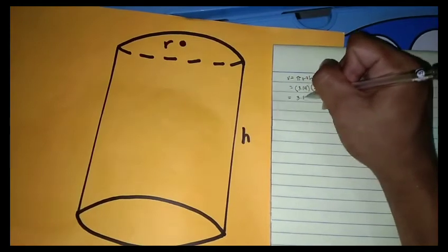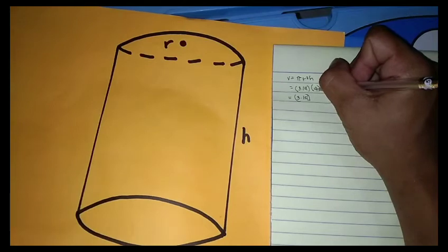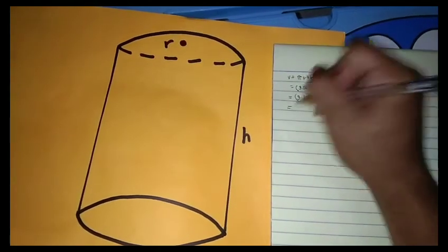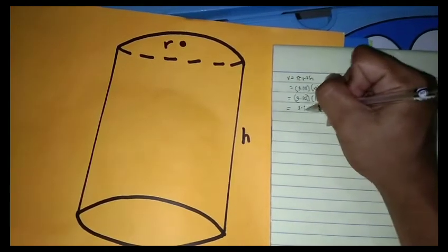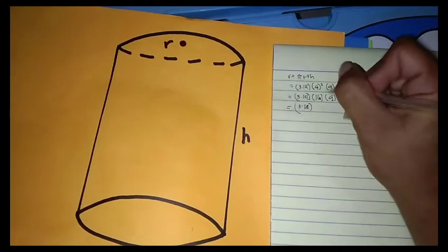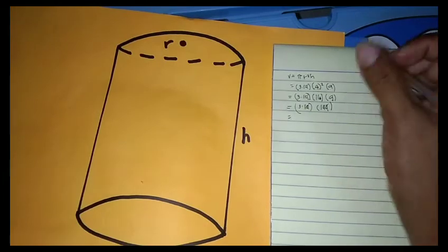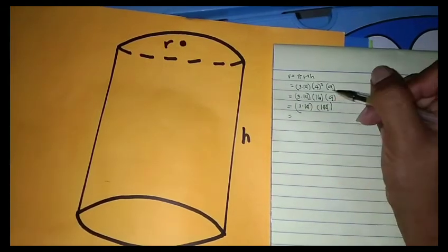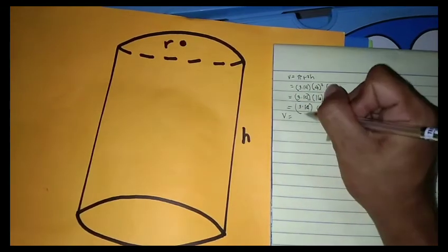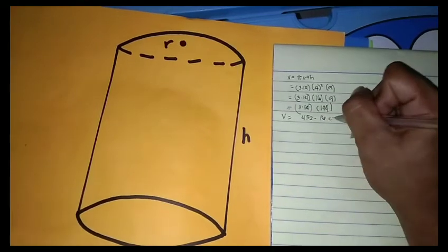So copy the 3.14, multiply 4 by itself to get the value of 16, copy the 9. And then copy the 3.14, multiply 16 to the 9 to get the value of 144, and multiply 3.14 to 144 to get the exact value of its volume, 452.16 centimeter cubed.